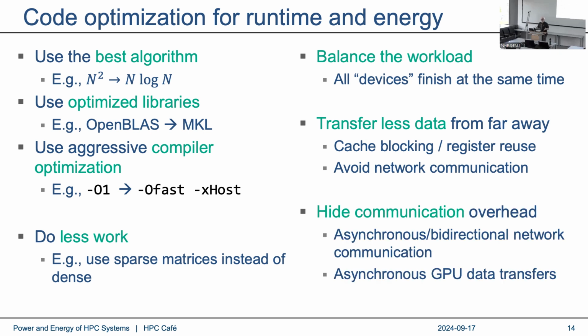And hide the communication overhead. If two parts of your program on different devices have to communicate, try to hide that cost. For example, use bidirectional communication. Most of the communication paths on a computer are bidirectional, so use that feature. Or overlap data transfers with useful work. For example, on GPUs, you can overlap the data transfer from and to the GPU device with work on the device or on the host.